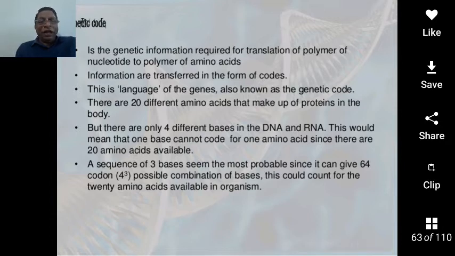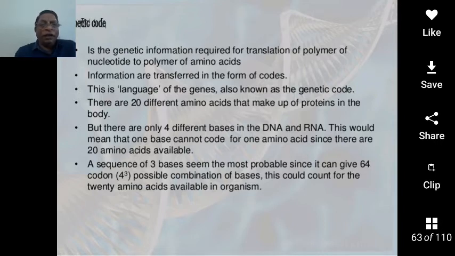Now you imagine, if 3 bases code for one amino acid at a time, 64 codons or code words are formed. That is 4 into 4 into 4. So this code is sufficient to code for 20 amino acids. This code we call triplet code. What is triplet code? If 3 bases code for one amino acid, then it is called triplet code. Genetic code is always a triplet code.